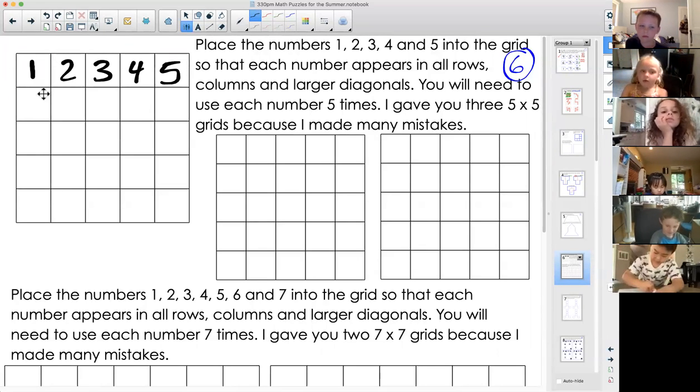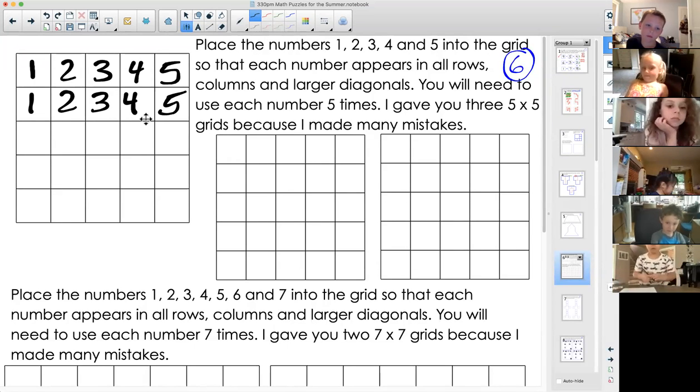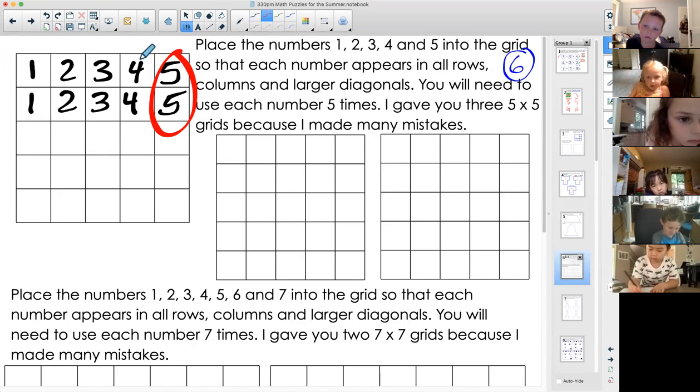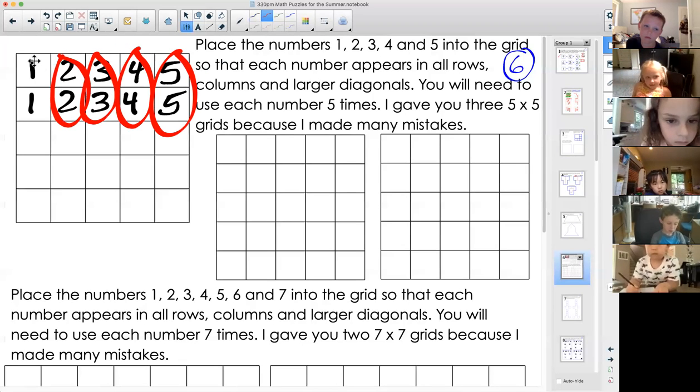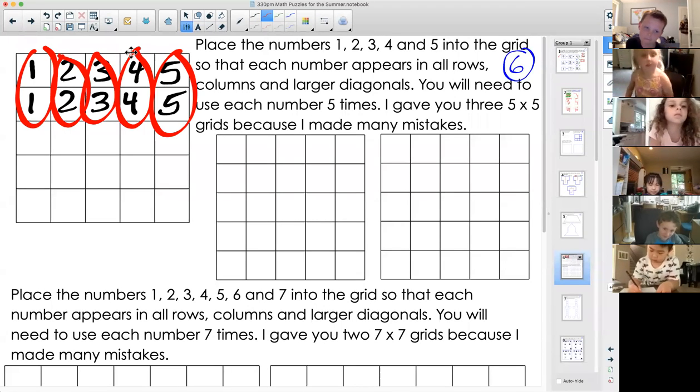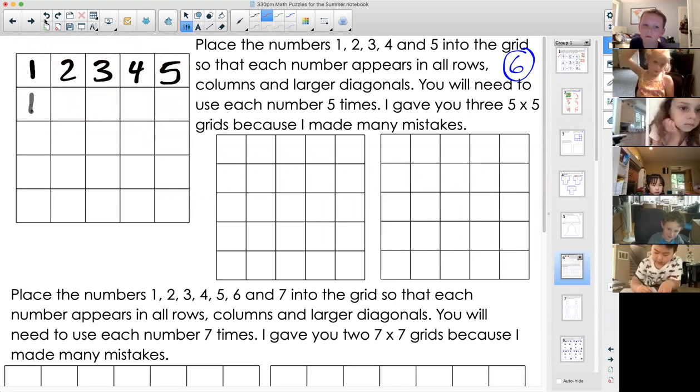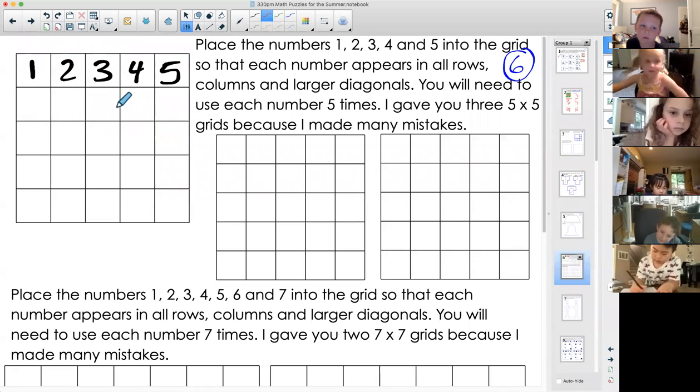But why can I not write down 1, 2, 3, 4, 5 again? Why is that a violation of the rules? Look what happens in each of the columns. Would I have all 5 numbers in each of the columns? No way. So I want you guys to now think, where could I write the numbers again? And this is a really, really fun puzzle.